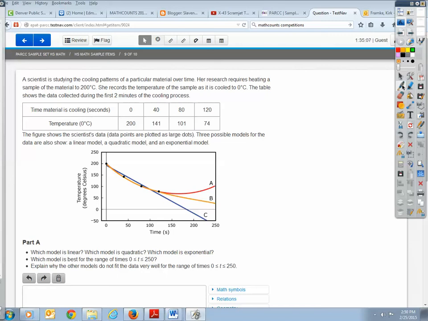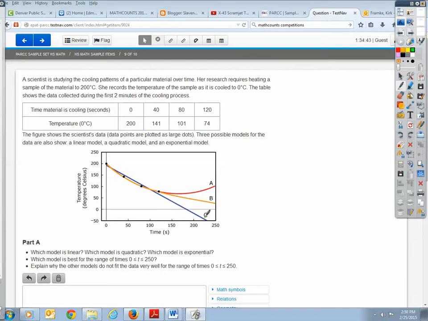So we have our table here, and then we have a nice graph, and we have samples A, B, and C. And it says the figure shows a scientist's data. Data points are plotted as large dots. 3 possible models for the data are shown. A linear line of best fit, that's our blue line. We know it's linear because it is a straight line.